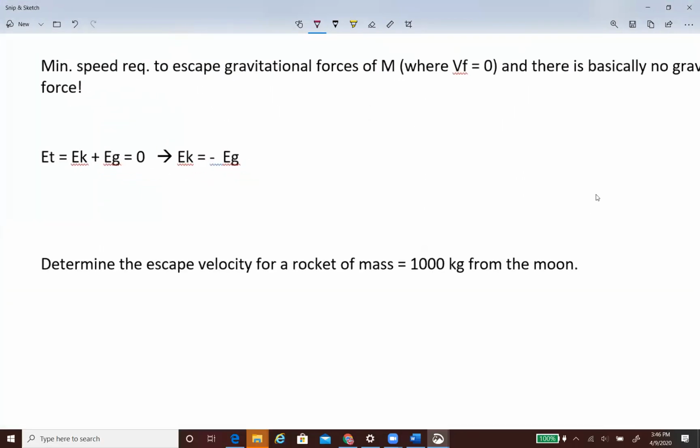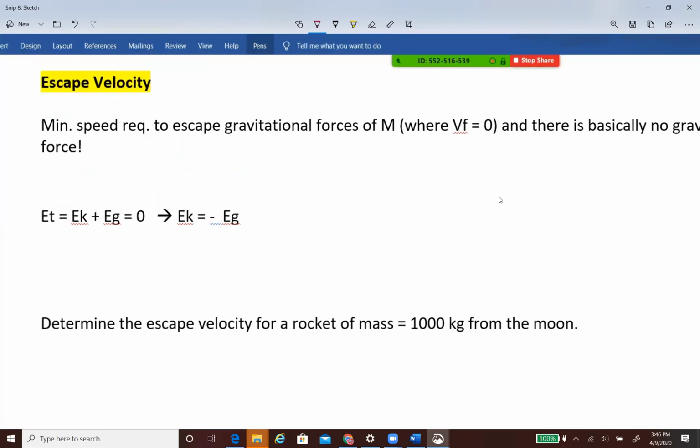The idea behind escape velocity is that, let's say you're on, in this case, the moon, and you shoot a projectile off the moon. Now, what speed would it need to have? A rocket might not be the best example because when a rocket takes off, it has thrust. But imagine it was more like a bullet. We shot a bullet off the moon.